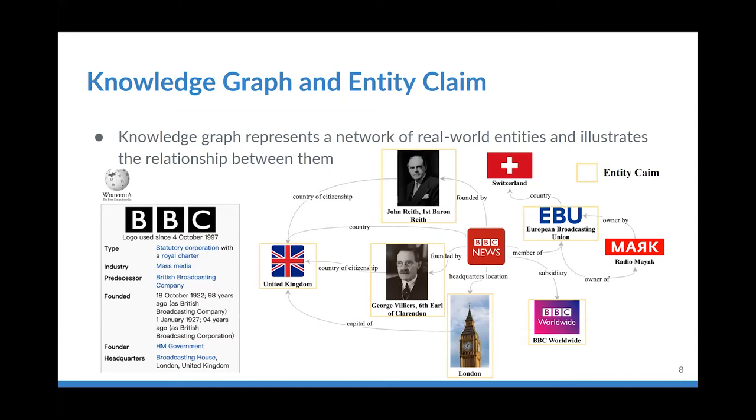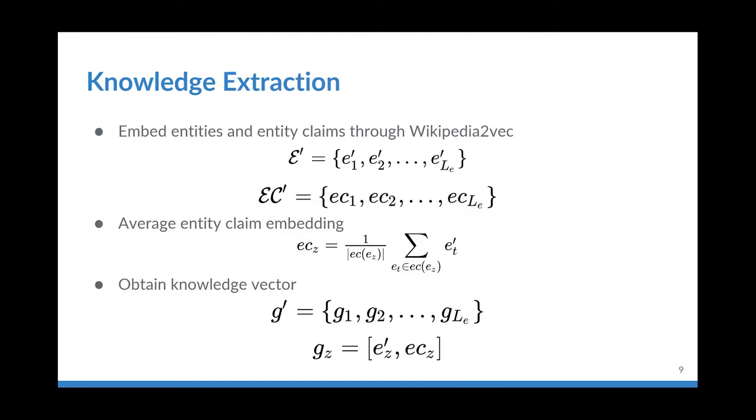First, we introduce how we use external knowledge to obtain entity claims. For example, suppose we have identified an entity mention, BBC, from news text. From the knowledge graph of Wikipedia, every one-hop node from BBC, which are bounded within the yellow box, is the entity claim of our interest. We then get the embeddings of both entities and entity claims by Wikipedia2Vec. We take the average over entity claims to represent the context of the entity, and then combine them together to obtain the knowledge vector.